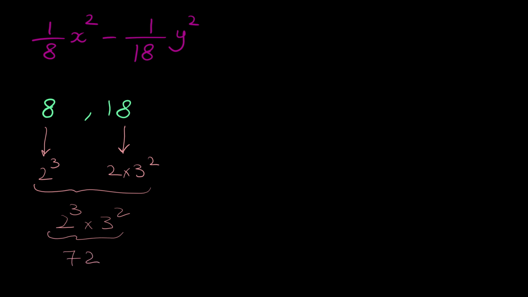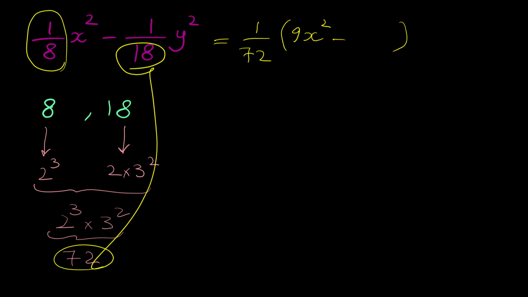So we multiply this expression by 72, because when we multiply by 72 we can get rid of 8 and 18, and of course we have to put 1 over 72 outside. So we have 1 over 72. Then 72 times 1 over 8 is 72 over 8, which is 9. So 9x to the 2 minus 72 divided by 18 is 4, minus 4y to the 2.